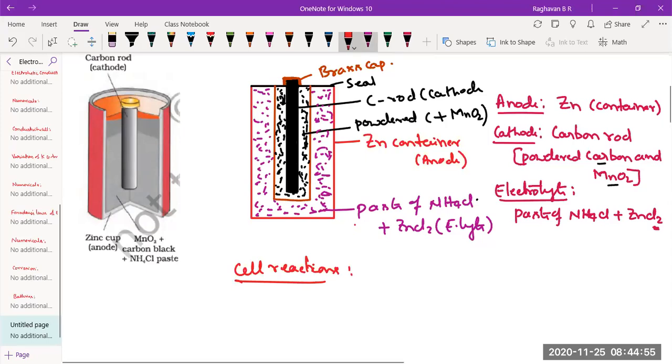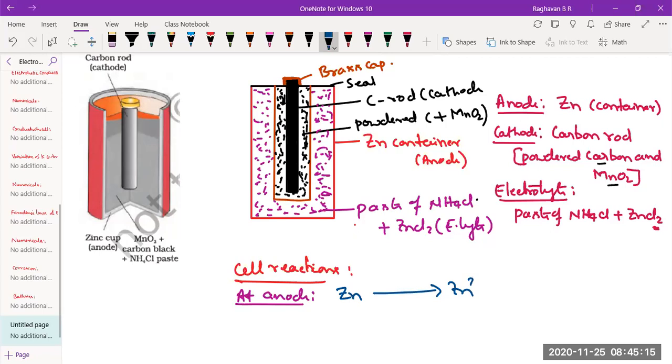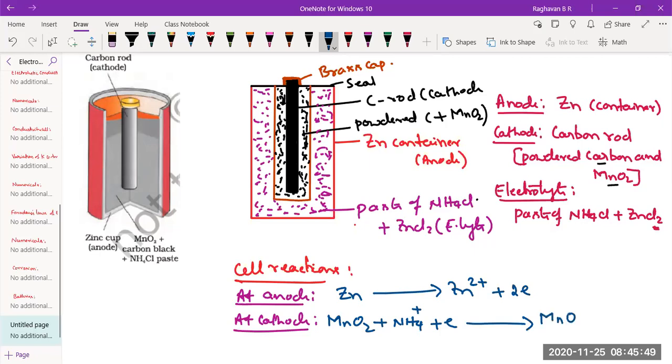So anode and cathode. What is the easy guess? Anodic oxidation, no? So zinc undergoes oxidation, losing two electrons. Correct? Whereas at cathode, manganese dioxide is there, no? MnO2 in the cathodic compartment. Along with that, the ammonium ion from the electrolyte and an electron will be reduced to a compound which is MnOOH, manganese oxide hydroxide, liberating energy.